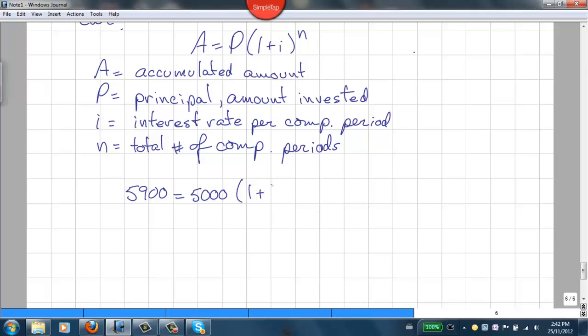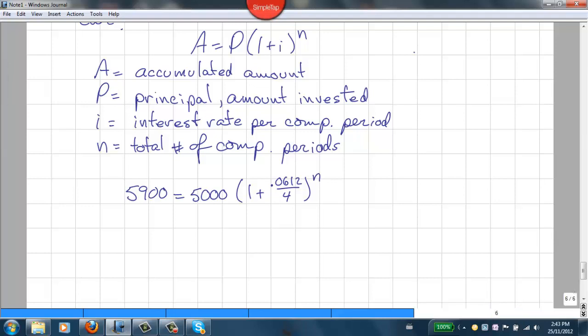That interest rate, expressed as a decimal, is 0.0612, 6.12%, and because it's compounding quarterly, we have to divide that interest rate, the rate she gets per year, by 4. And then that's going to be raised to the power of n, the total number of compounding periods, how long it takes for her to raise that kind of money. How long does it take to get to $5,900? So we can work with that.